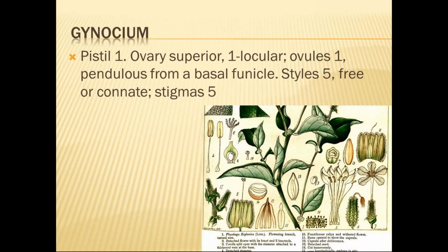Gynoecium: the pistil is 1, the ovary is superior, as we see. 1 locular, 1 pendulous ovule, and basal funicle. Styles are 5. Very important character. Style is 5, free or connate. As there are 5 styles, 5 stigmas are present in this particular family. As we see in the left side bottom, there is a photograph showing how the style is. Okay, the styles are 5 in number and 5 stigmas are present. The style may be free or make a tube or be connate in shape.